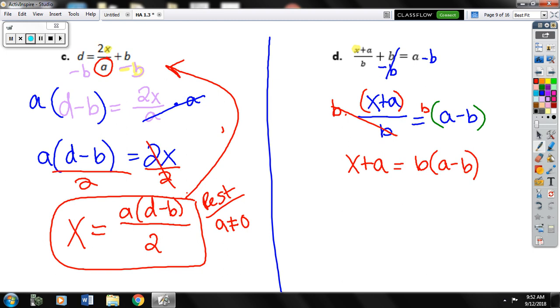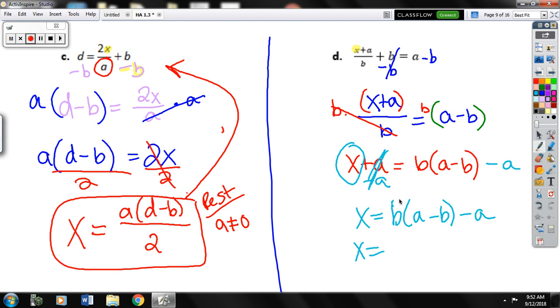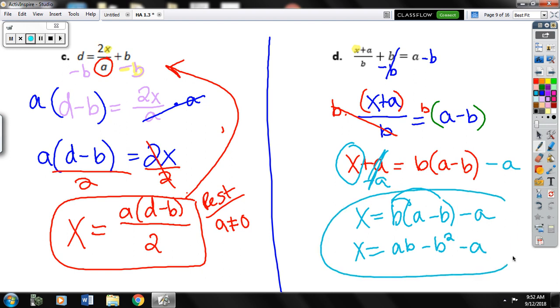And now, our last step will be to solve for x. John? Subtract a. Subtract a. Now, when you subtract a, you do want to subtract it at the end, not inside the parentheses. So that you did x equals b parentheses a minus b parentheses minus a. You got it. Now, the other way you could do it is distributing. If you distribute this, you'll get ab minus b squared minus a. Those are the same thing. I don't care which one you got.